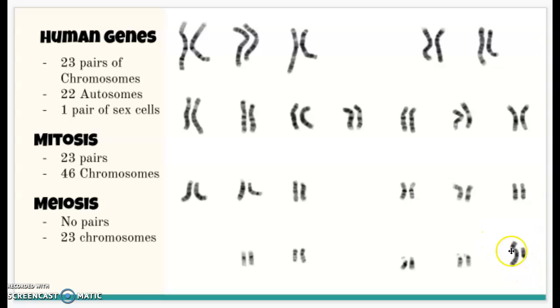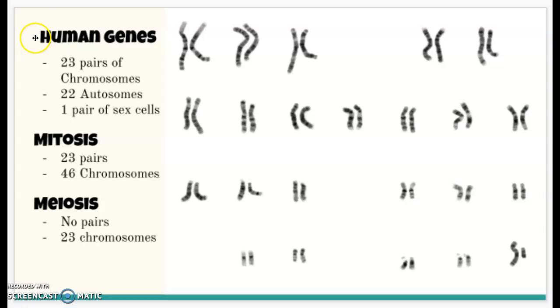So if you're female, you have XX. If you're a male, then you have XY. Mothers can only give an X to all of their offspring. That's why you'll hear some say it's the dad that determines whether it's a boy or a girl.